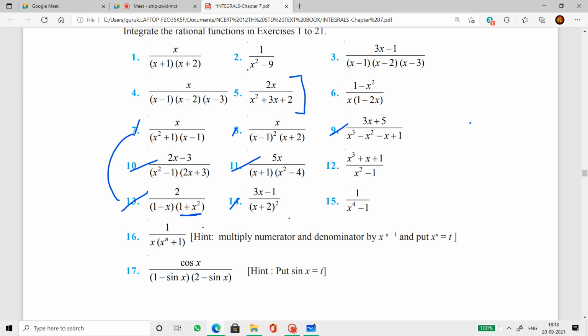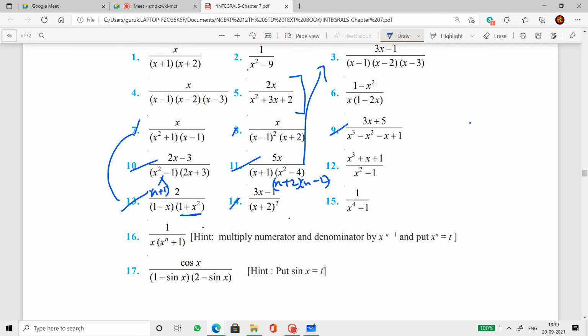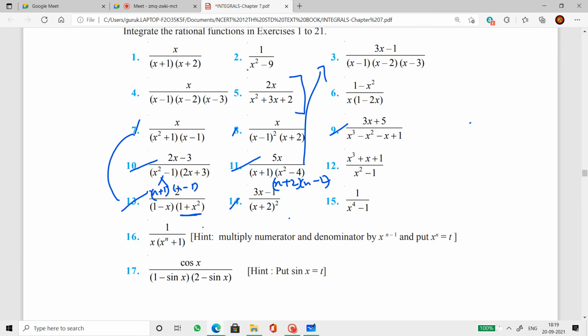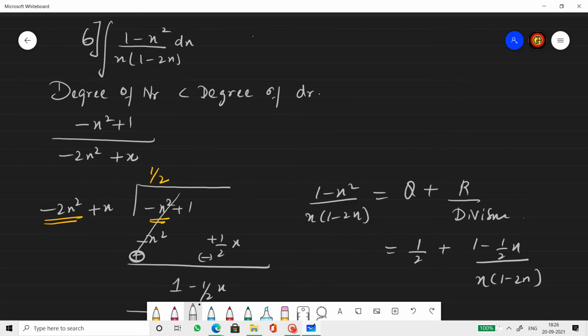X square minus 4 we can split as x plus 2 into x minus 2, and then we can follow the same way as we did the third question. And then question number 10, we split x square minus 1 as x plus 1 into x minus 1, and we follow the same course. Now the next type which I am going to opt for is question number 6 and question number 12. Question number 6.